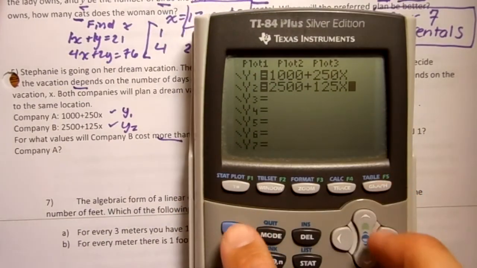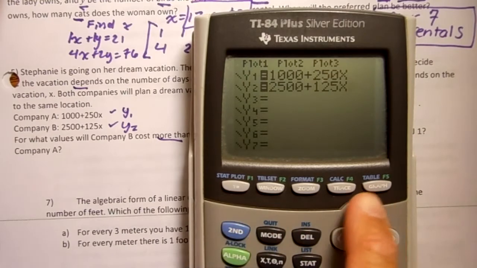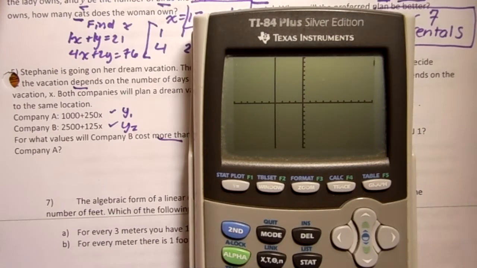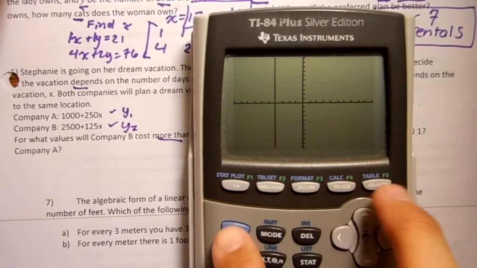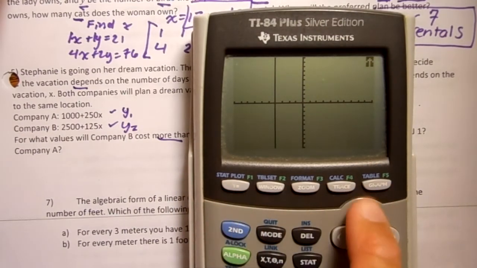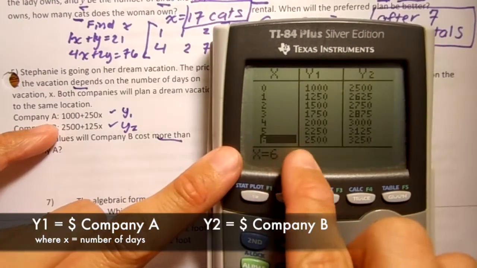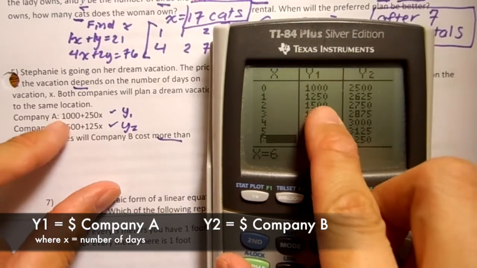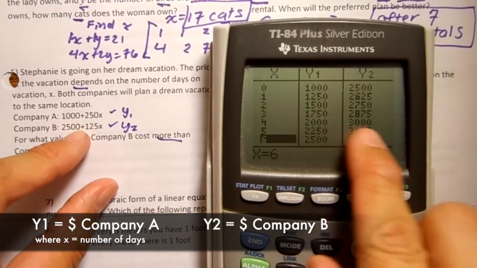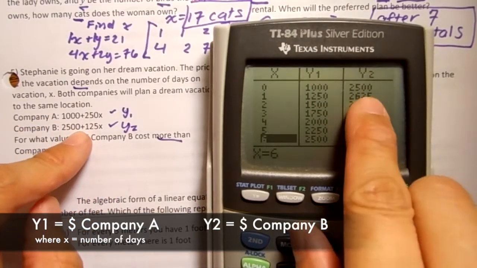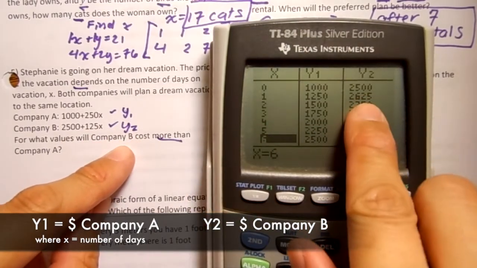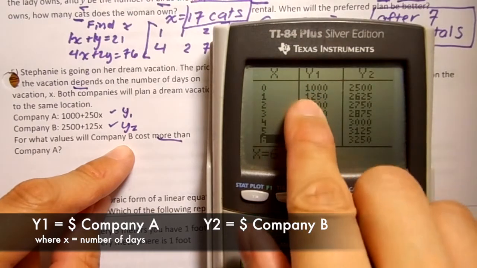The best thing would just be to go straight to the table, because if you were to try to graph it, you'd get really funky looking graphs because of the scale. So unless you know how to mess with the window, I would recommend just going back to the table. As we can see on the table, we have Y1 over here, so this is company A, and this one is the price for company B. We're looking for the values where company B, so this column, is more than this column.